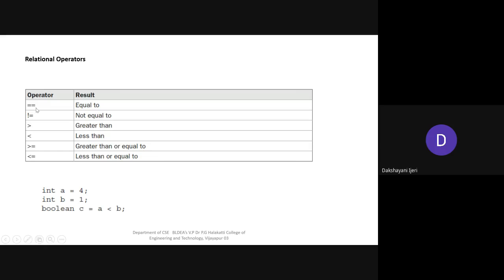Okay, so the first operator is the double equal to symbol, which checks whether the two operands are equal or not. All these operators are going to give you the result in the form of true or false. Okay, so by default they will give you whether the resultant is true or false based upon the operands. The next operator, not equal to, checks whether the two operands are not equal. If it is not equal, then it will give the result as true. If it is equal, it will give the result as false in this case.